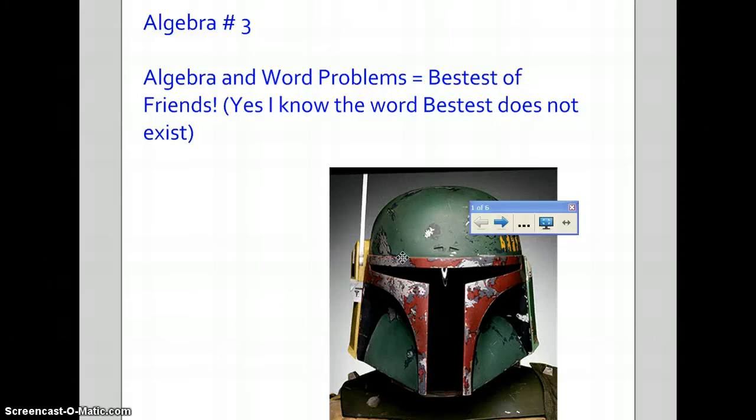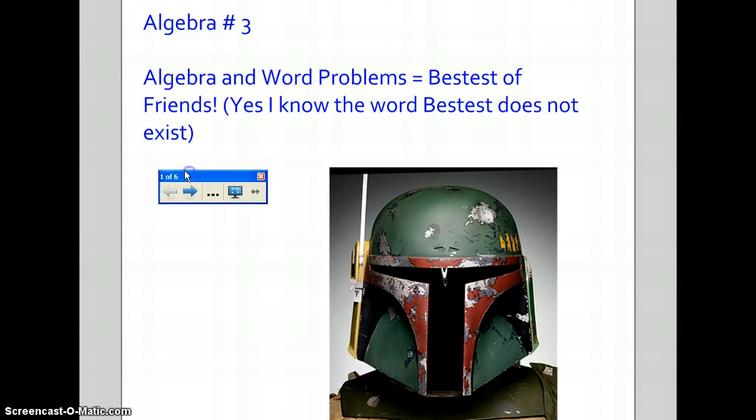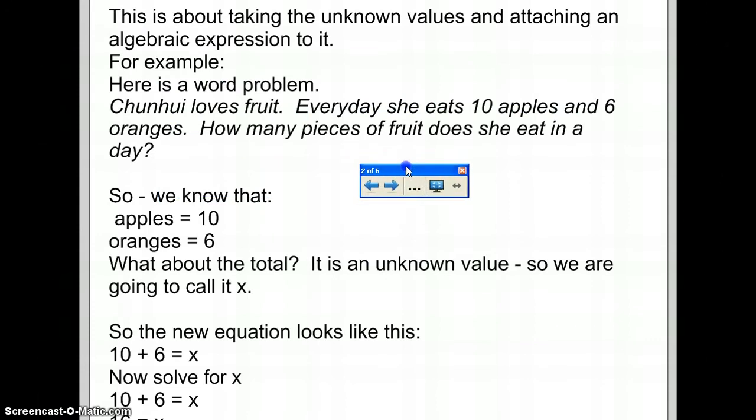Okay, this is Algebra Part 3. This is algebra and word problems. They are the bestest of friends, and yes, I know that the word bestest does not exist. Alright, let's get started. First, today we're going to talk about unknown values and attaching an algebraic expression to it.